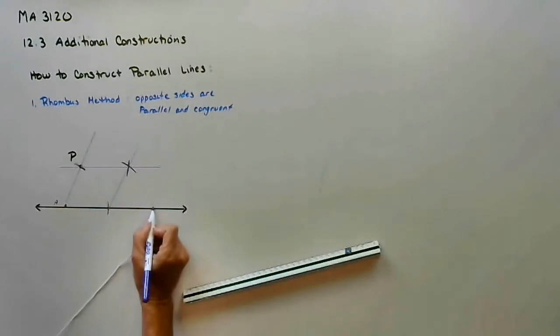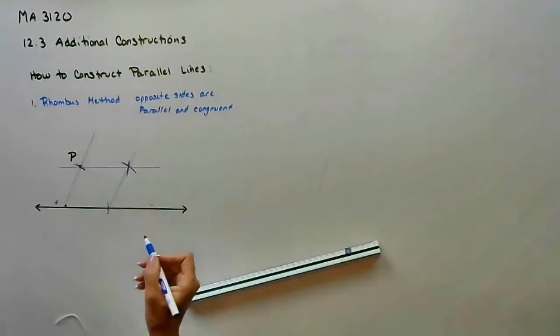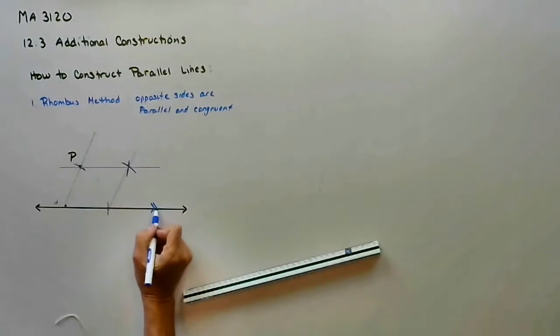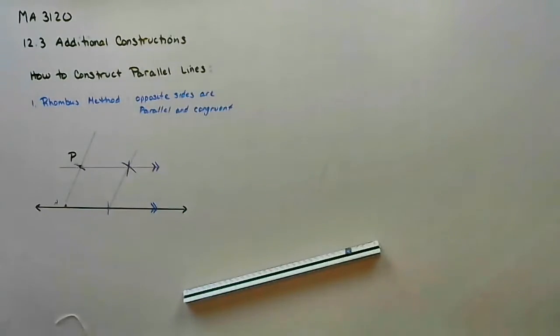So we have now constructed parallel lines. So our new line is now parallel with our constructed line. So this is called the rhombus method because we created a rhombus.